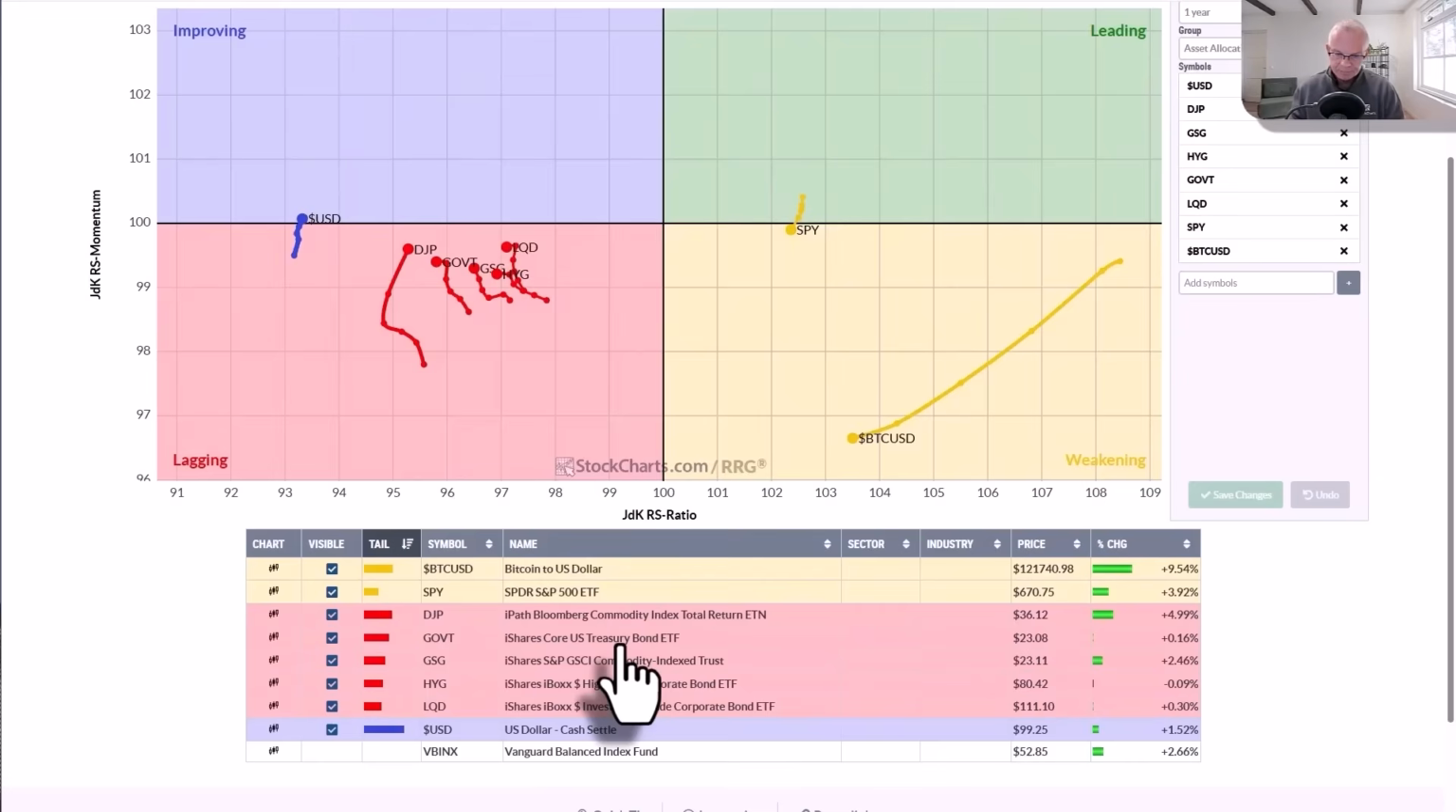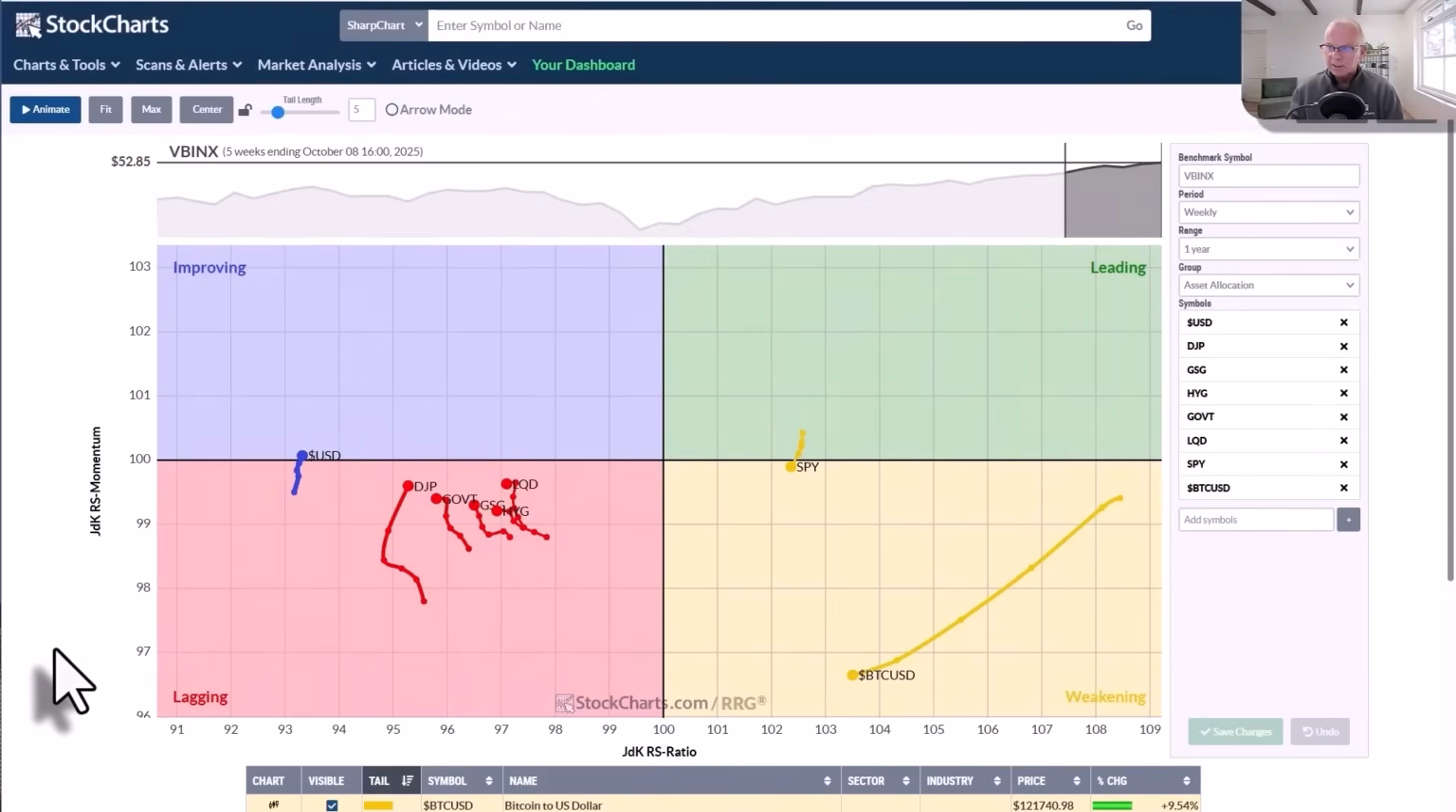so that encompasses all the maturities on the yield curve. We've got high yield, which is the high yield corporate bond market. And then we've got LQD, which is the investment grade corporate bond market. And we have the US dollar as the cash component. The benchmark that we're using is the Vanguard Balanced Index Fund. That's a 60-40 balanced index, which is used by a lot of RIAs and asset managers as a gauge to measure their performance.